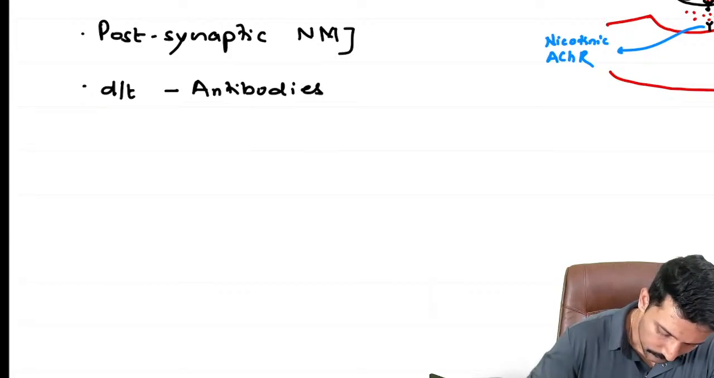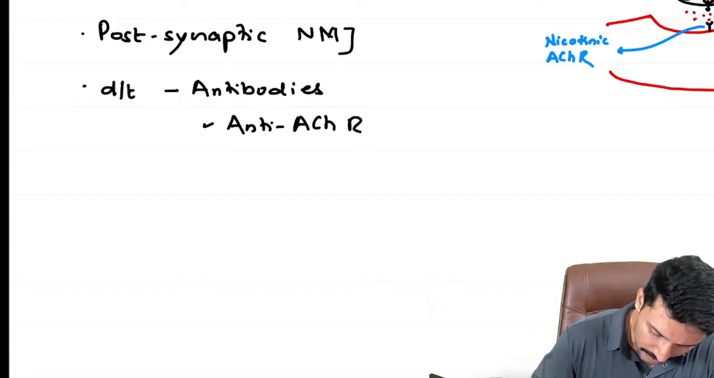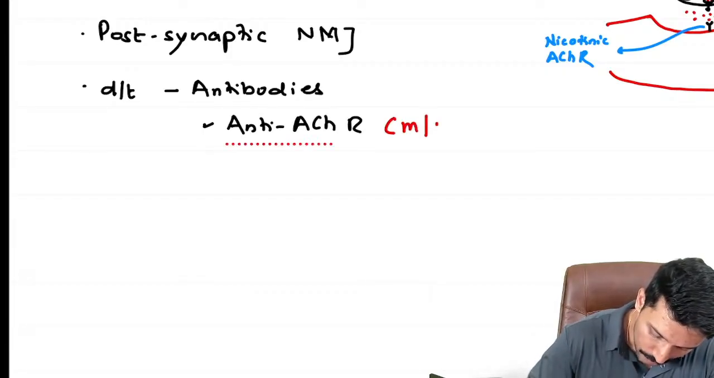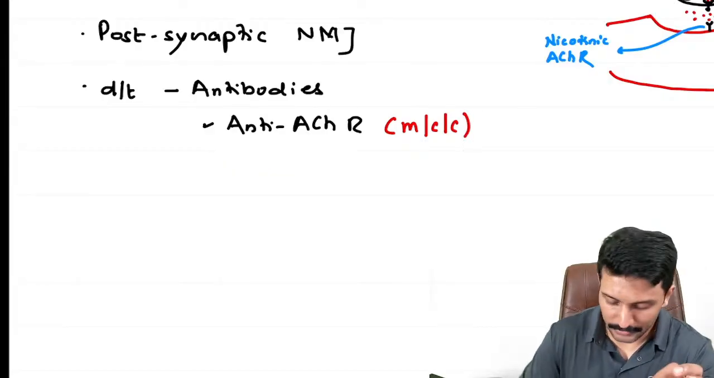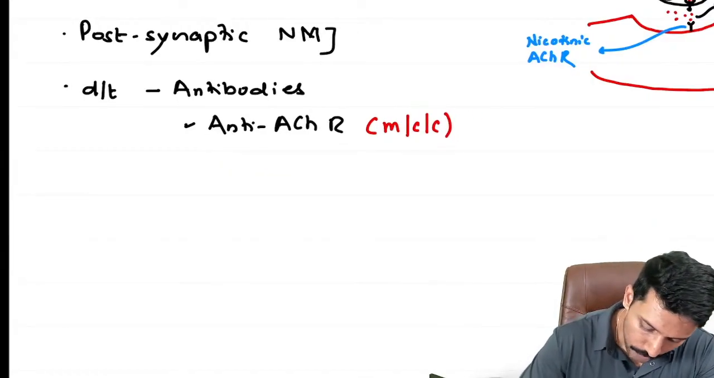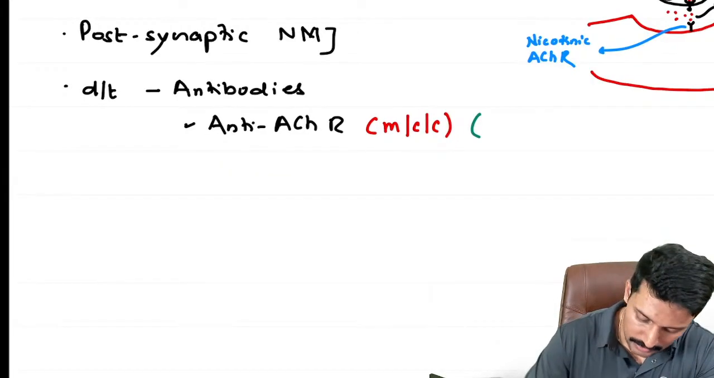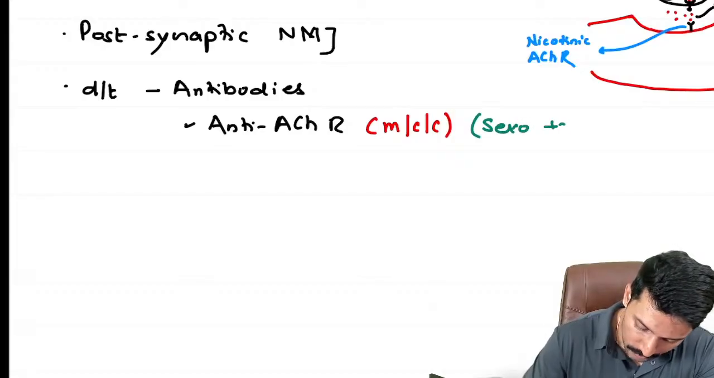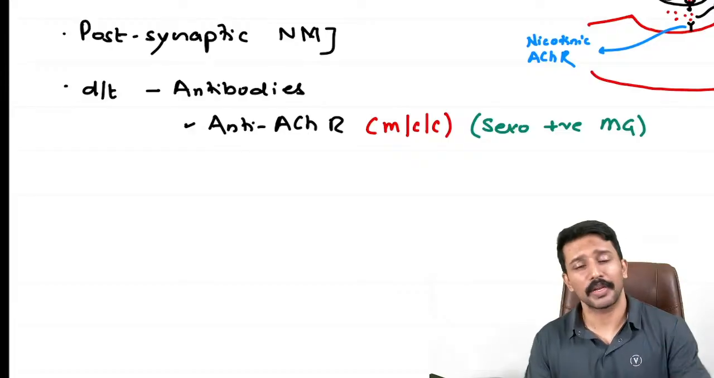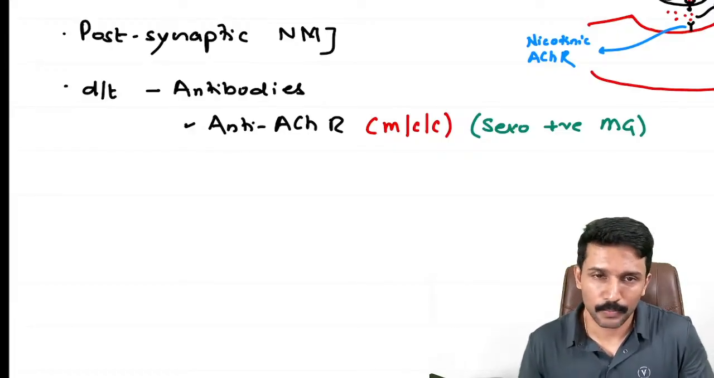against, what are the antibodies we see? Anti-acetylcholine receptor antibody. This is the most common antibody, and you should remember that when this antibody is positive, we call that kind of myasthenia gravis seropositive myasthenia gravis, accounting for more than 85% of the cases.